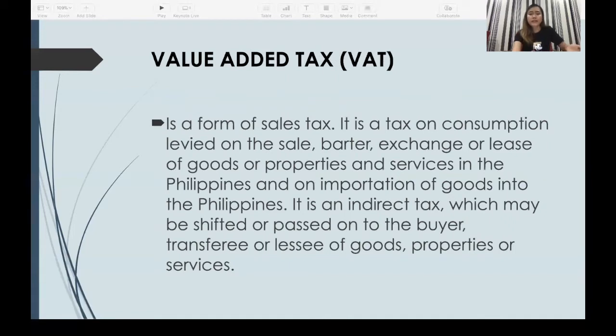It is a form of sales tax. It is a tax on consumption levied on the sale, barter, exchange, or lease of goods or properties and services in the Philippines. It is an indirect tax. We will be tackling that indirect tax later on. And it may be shifted or passed on to the buyer, transferee, or lessee of goods, properties, or services. Now, basically, we really know what VAT is kasi nga, it is the 12% additional in the selling price. So, basta we will go on na lang.